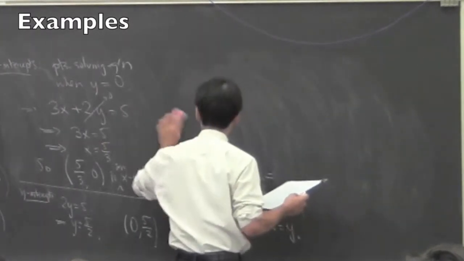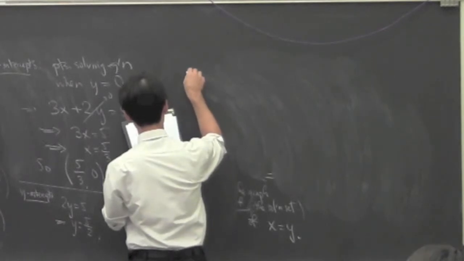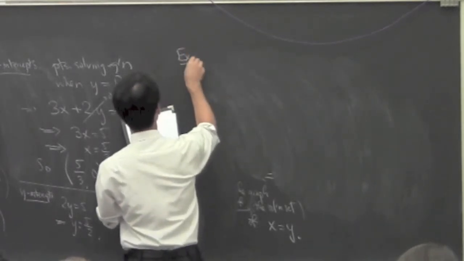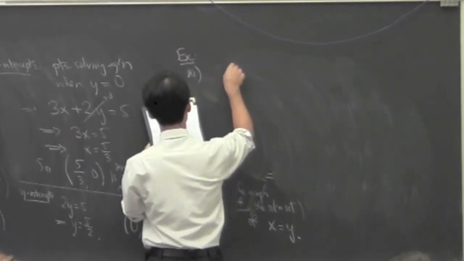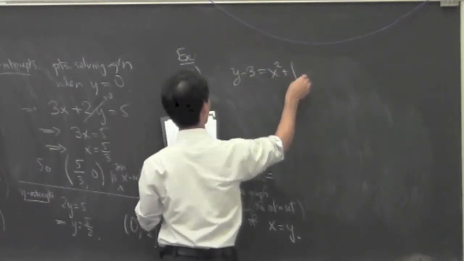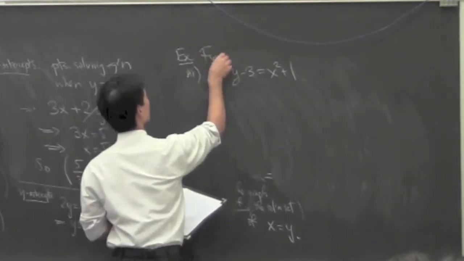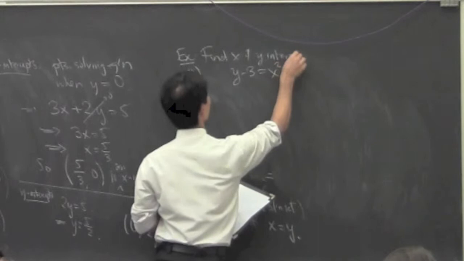So maybe just take a second and do this one. Let's see. Find the x and y intercepts of this: 1 minus 3x squared plus 1. Find the x and y intercepts.